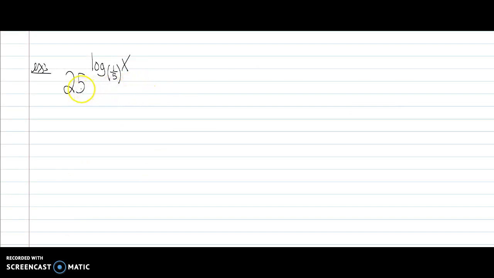This is a similar problem to the previous one. The only difference is the base of 25 and the base of 1/5 are different. If these bases were the same, then my answer would just be x. So what we're going to do is take that 25 and turn it into an exponential problem that has a base of 1/5. So I'm going to say 25 is 1/5 to what power? As I look at 25, I know that's 5 squared.